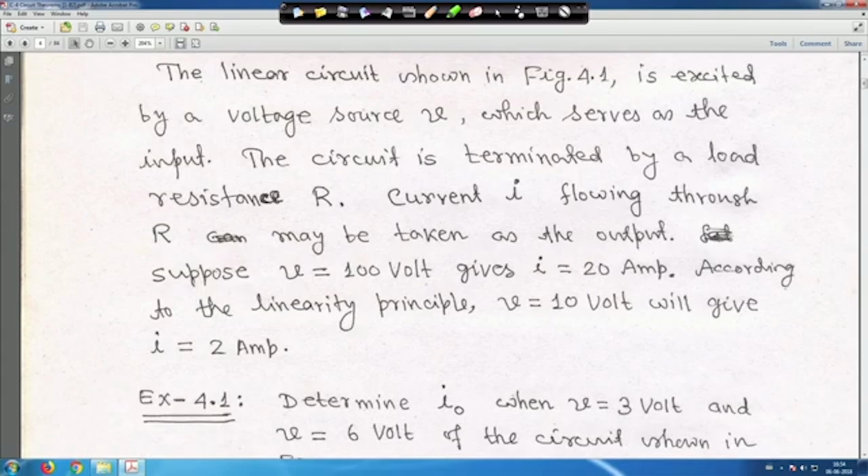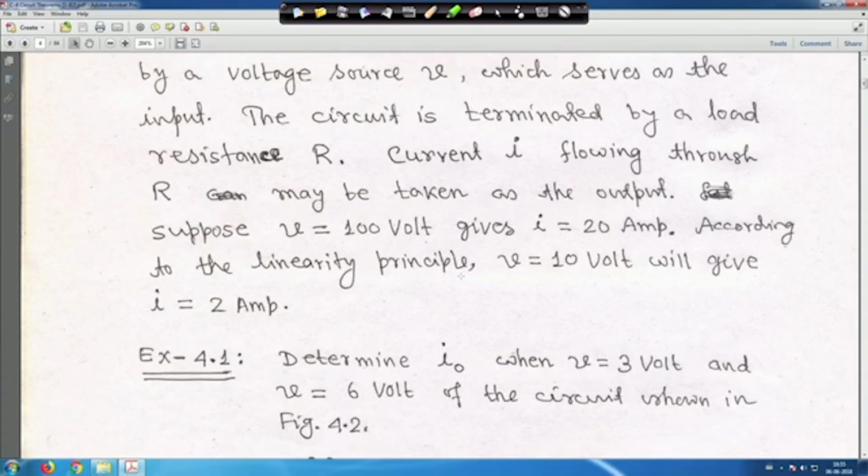I told you, if V is high, for example, suppose V is 100 volts, at that time the current is 20 ampere. But if we make V equal to 10 volt, the current will be 2 ampere, because we are multiplying by K equal to 0.1. So that is the linearity principle, and according to it, the condition has to be satisfied.